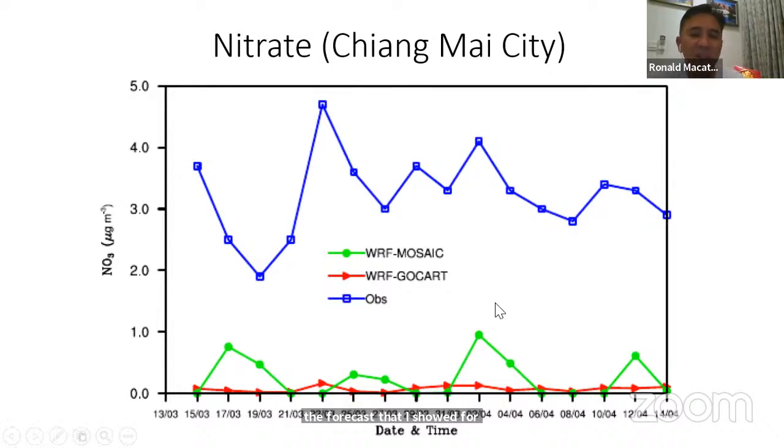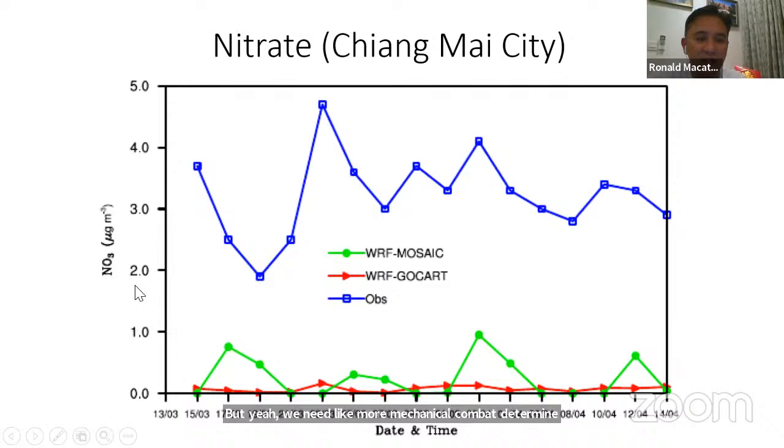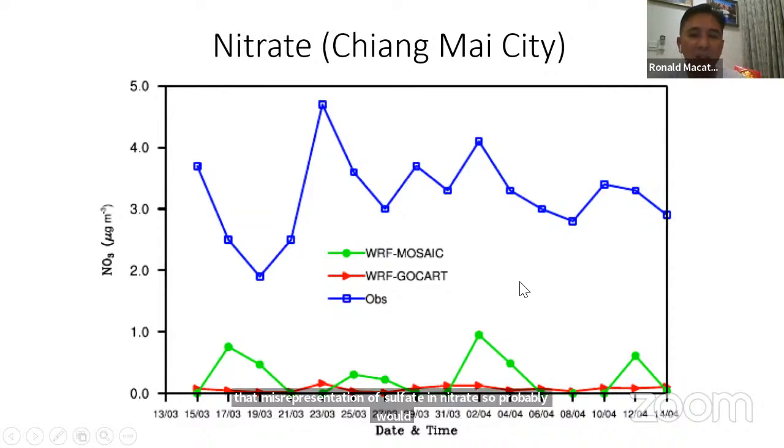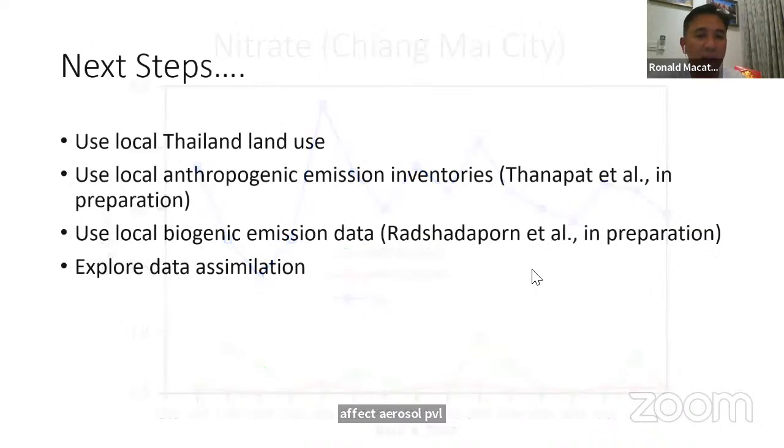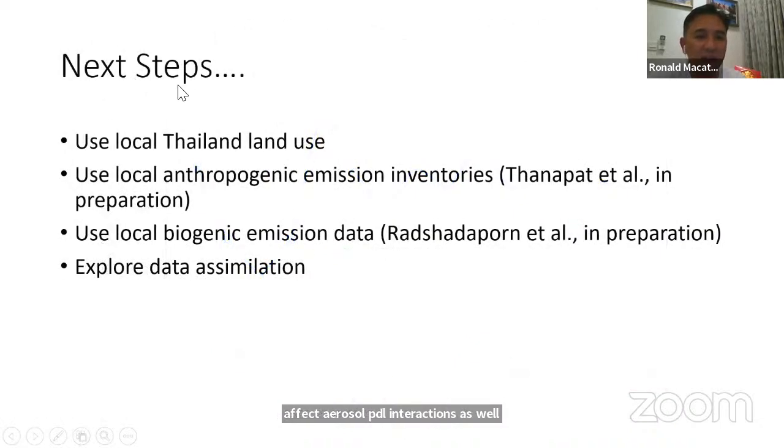But yeah, we need more chemical composition measurements to really determine if it's coming from sulfates and nitrates. And probably because of that misrepresentation of sulfate and nitrate, it would probably affect the aerosol-PBL interactions as well. So the next steps that we plan are to improve the system.